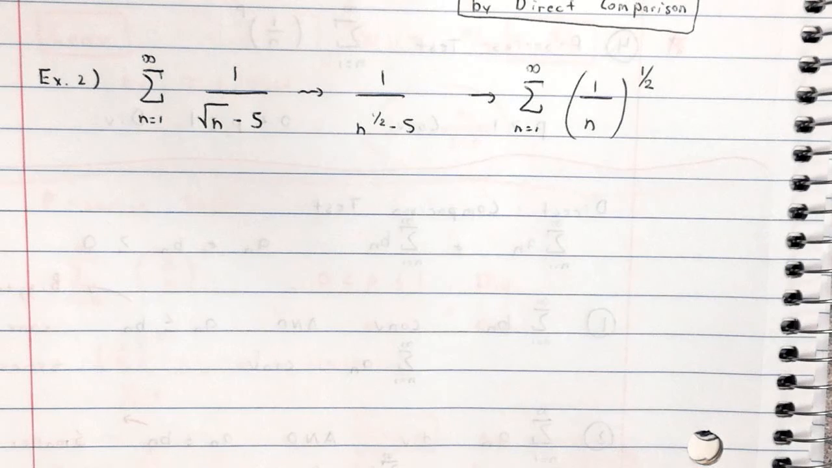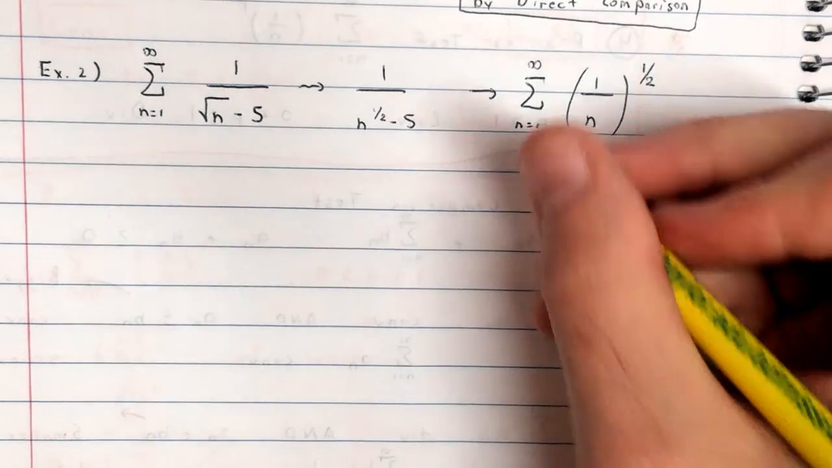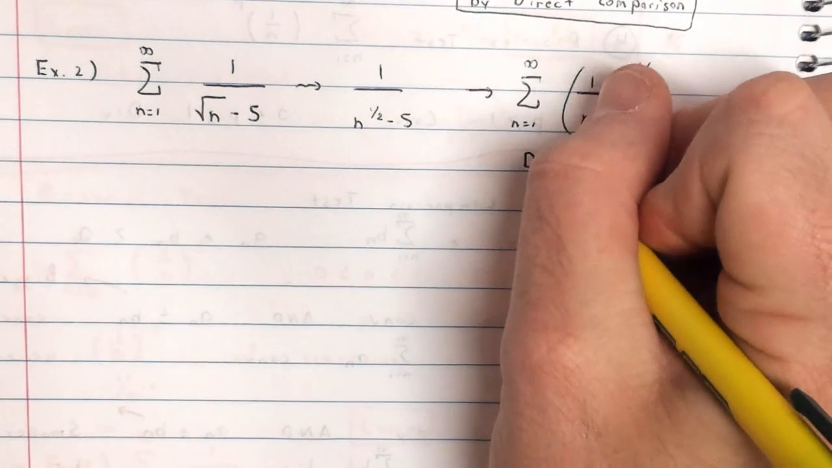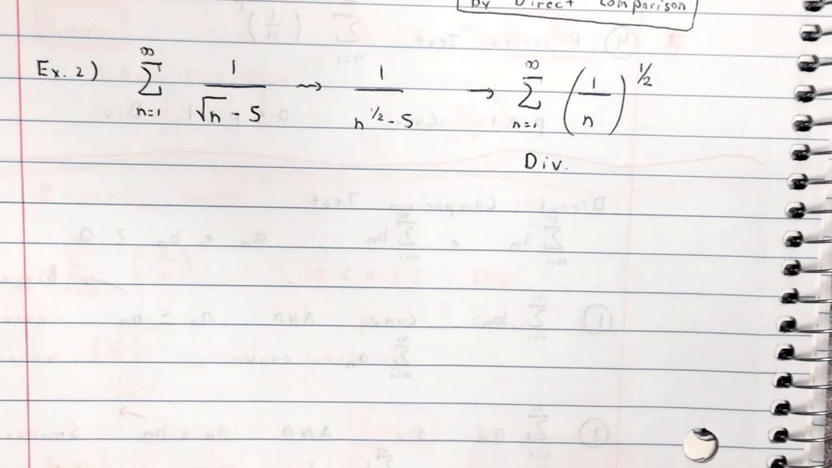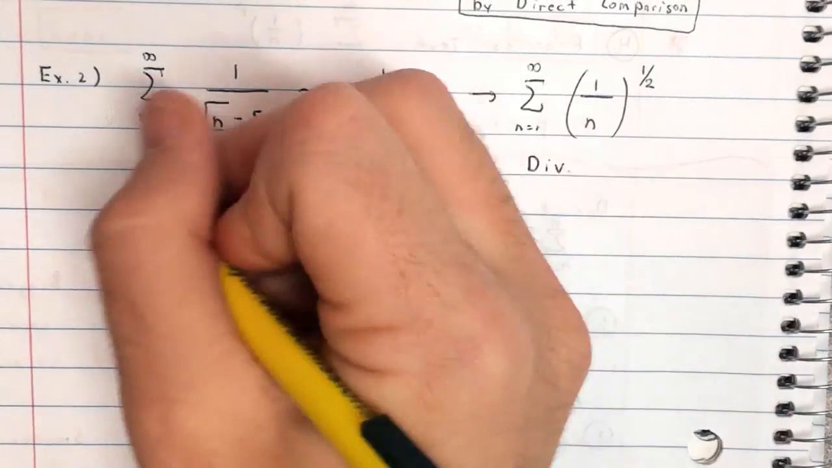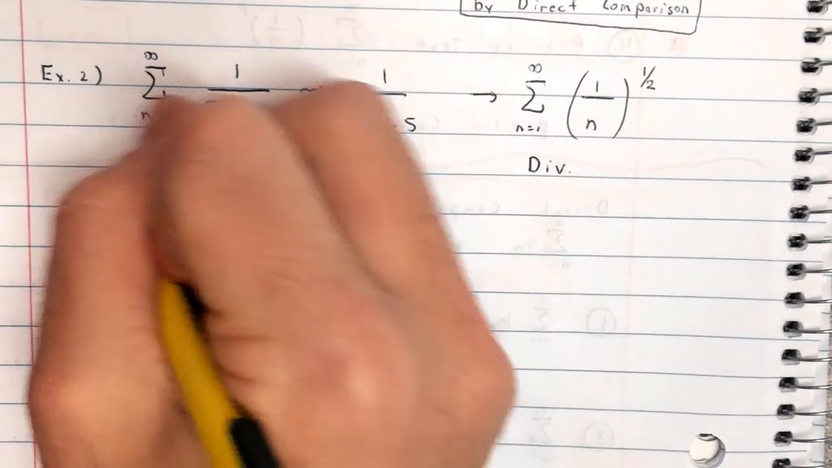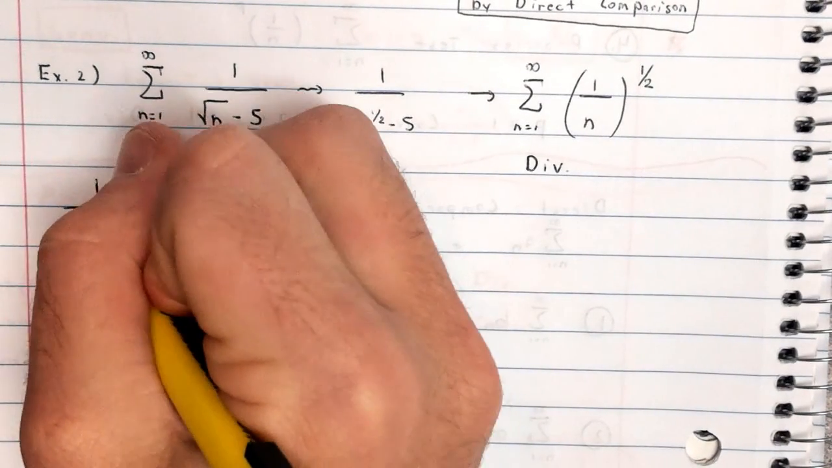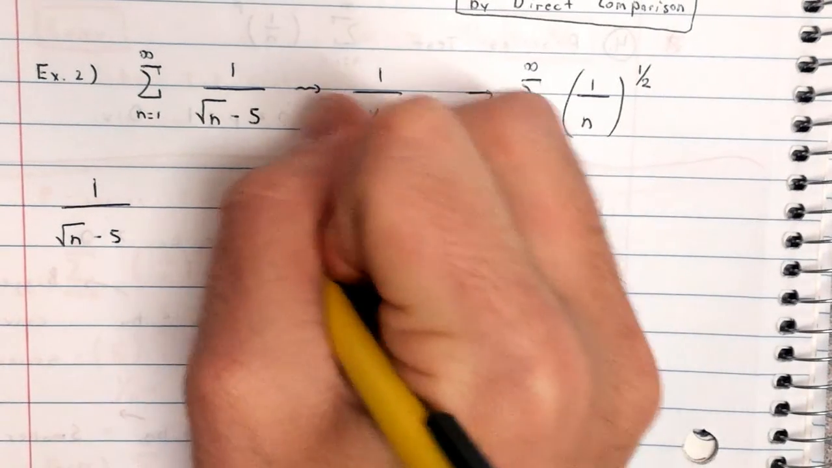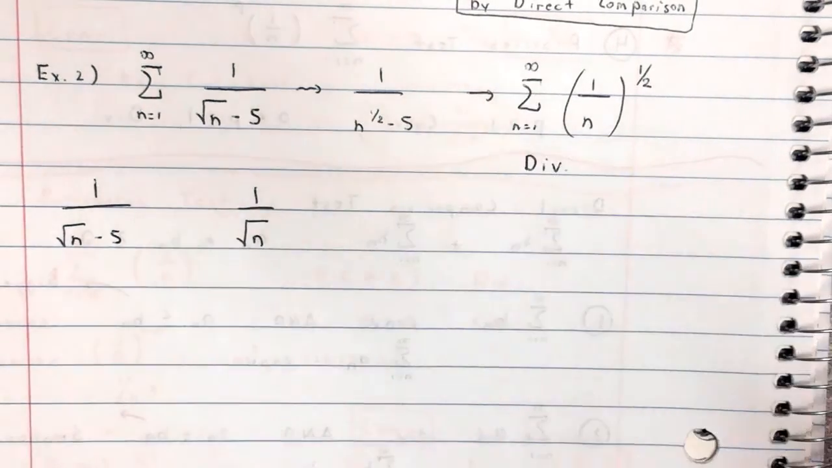The P is less than 1, therefore it's going to diverge. Great. I know I have something that diverges. I have found something that is somewhat related to my series, and I know it diverges. So let's compare the two. I have 1 over square root n minus 5 and 1 over square root n.